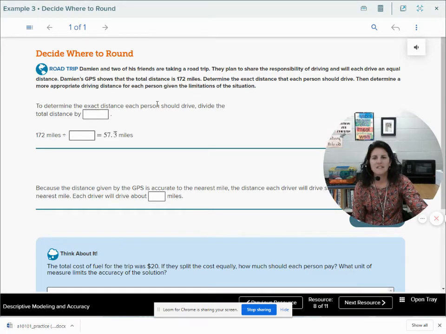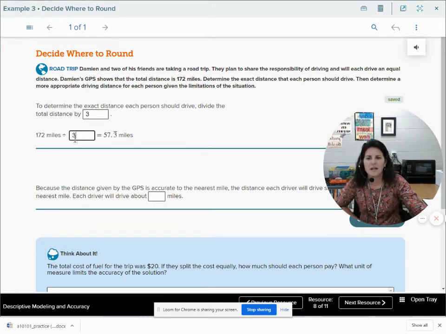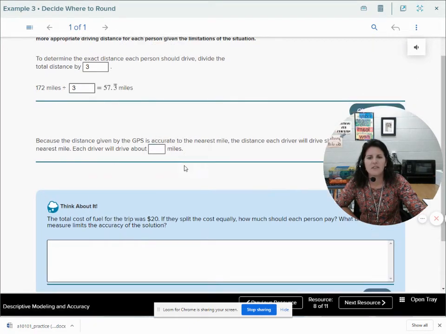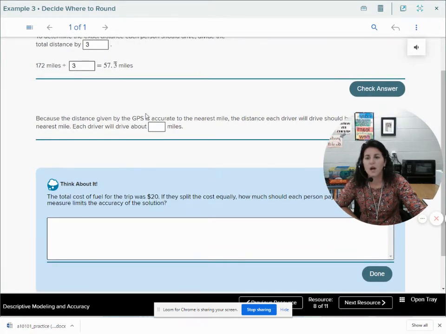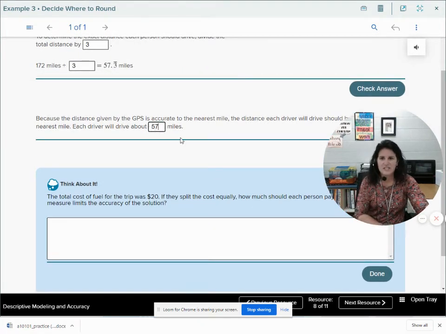So to determine the exact distance that each person should drive, since there's 3 people driving, we should take the distance and divide it equally among the 3 people. The problem here is that 172 divided by 3 is 57.3 repeating miles. So what is 0.3 repeating miles? Well, because the distance given by the GPS is accurate to the nearest mile, the distance each driver will drive should be rounded to the nearest mile. So each driver will drive approximately 57 miles.